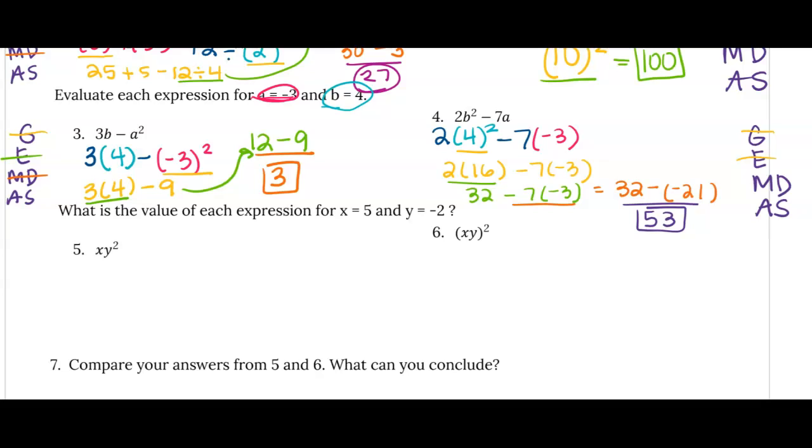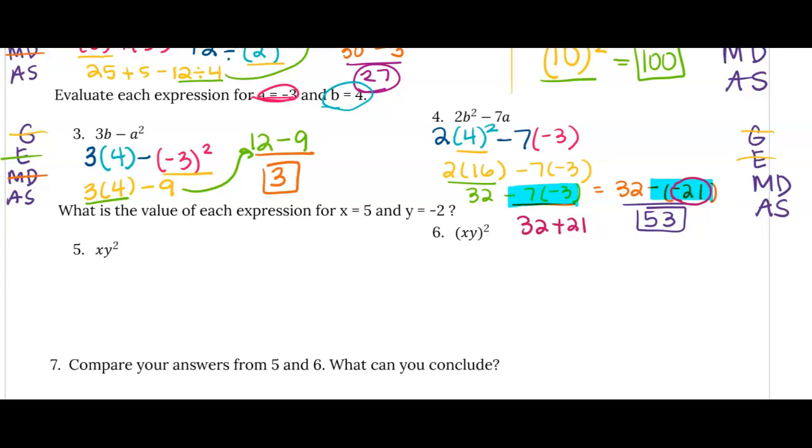I started with 2 times 16 to get 32. Then I did 7 times -3 to get -21. This step here is very, very important to watch, and it depends on how you think about it. If you think about this negative as going with the 7, you would do -7 times -3 and get +21. So you would have 32 plus 21. But if you think about the 7 as a positive, you're going to have 7 times -3, which will give you -21, as I did here.